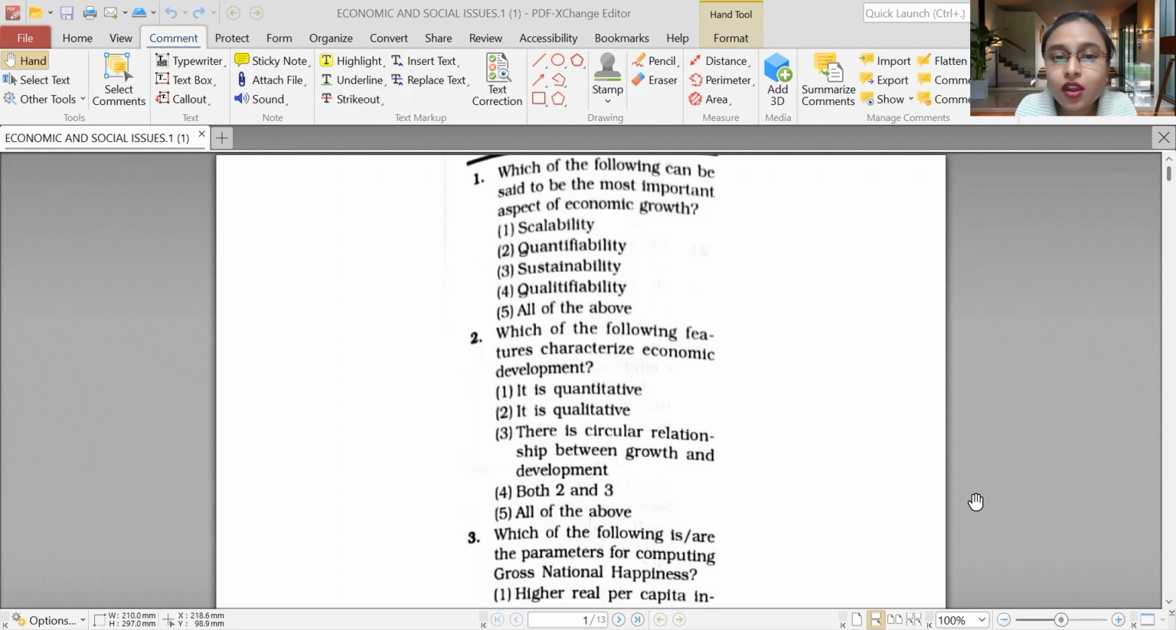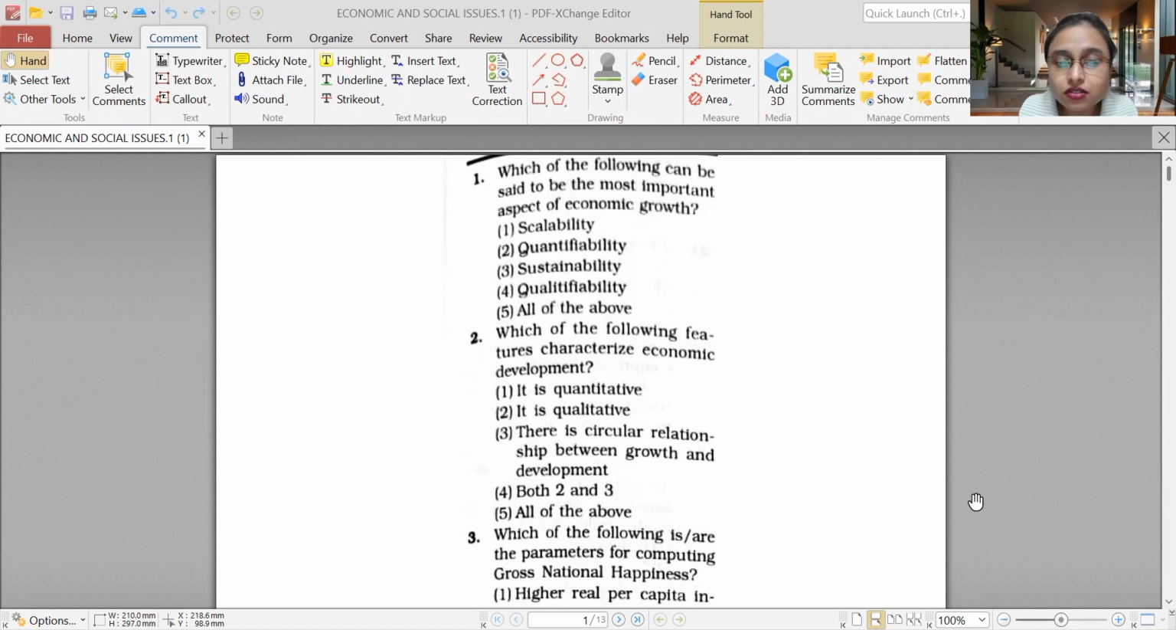Question number 1. Which of the following can be said to be the most important aspect of economic growth? Firstly, scalability. Second option, quantifiability. Third option, sustainability. Fourth option, qualityfiability. And the fifth option is all of the above. So let me discuss.